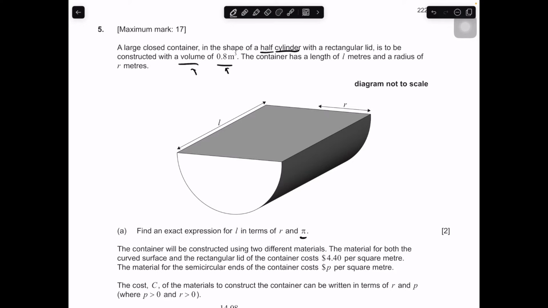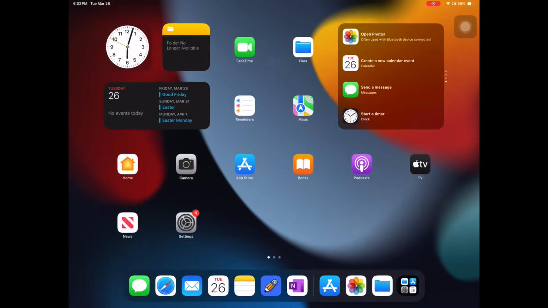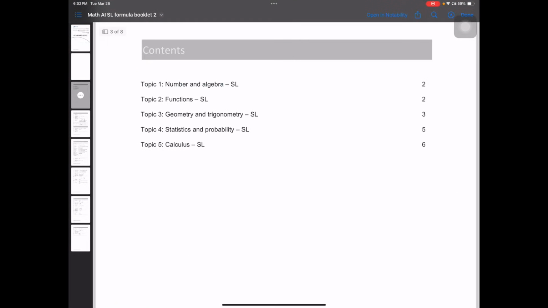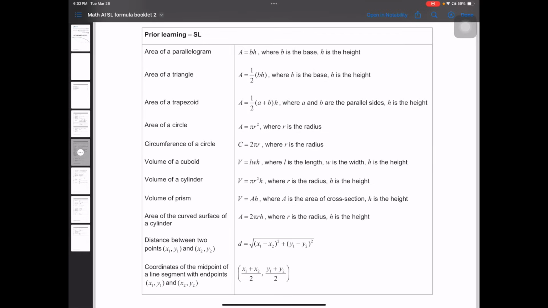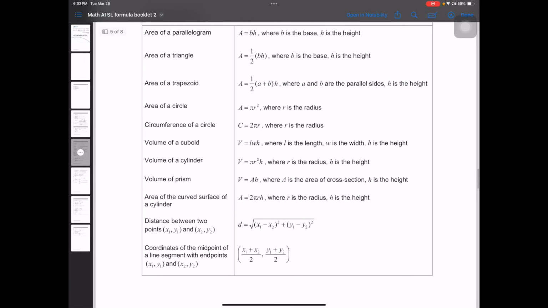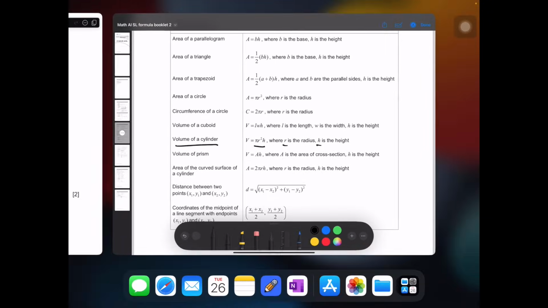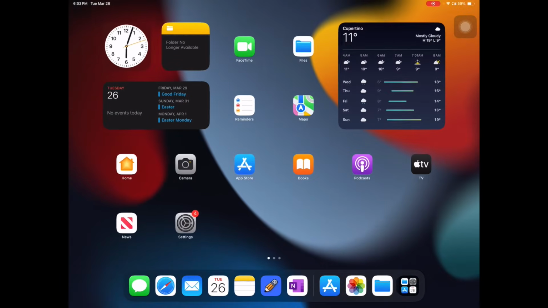So let's go into the formula booklet and find the formula for the volume of a cylinder. Okay, so here we are. Here's our formula booklet. This is going to be in geometry and trigonometry. And let's find the volume of a cylinder right here. It's equal to pi r squared times height. r is the radius, h is the height. Pi r squared times height, that's the volume of a cylinder.